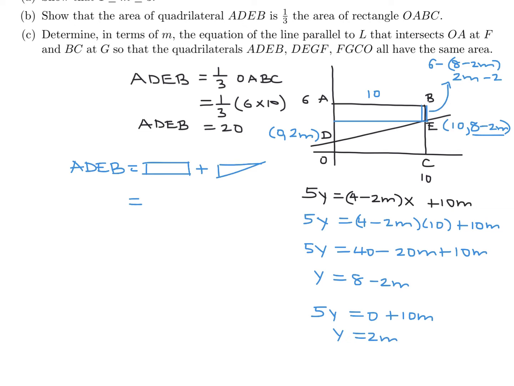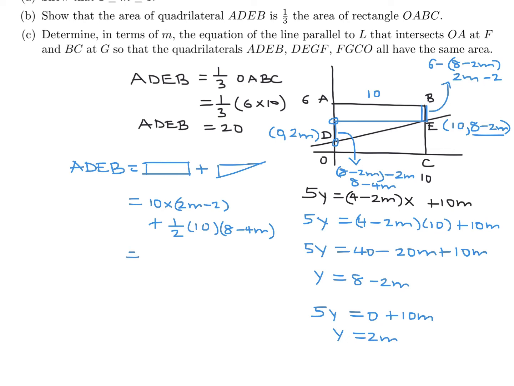The rectangle is just length times width, which is 10 times (2m minus 2). Okay, the triangle, that's going to be 1/2 base times height. The base, again, is 10. The height, however, is this. So that is going to be this point, which is 8 minus 2m, minus this point, which is 2m. So that basically becomes 8 minus 4m. So 8 minus 4m is the height. 1/2 base times height. Okay, I think we got it.